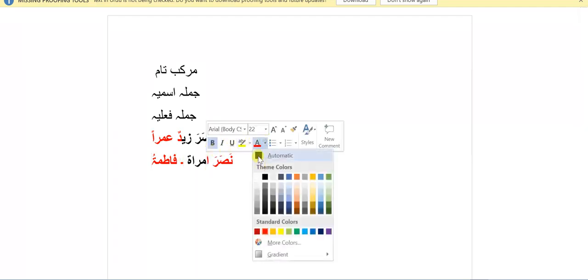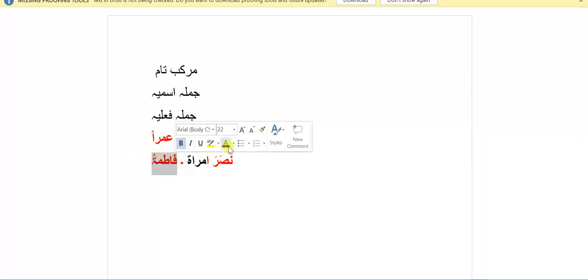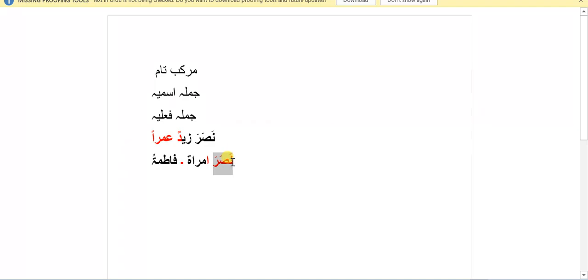What? If I am writing nasara imra'atun or fatimatu, this sentence will be wrong. Why? Because here in both, the fa'il is muannas, but the fail is muzakkar, because nasara is a sega of wahid muzakkar ghaib. So we cannot use a fail and fa'il with a different gender. So if the fa'il is muzakkar, we have to use a muzakkar fail, and if the fa'il is muannas, we are going to use a muannas fail, that is nasarat.